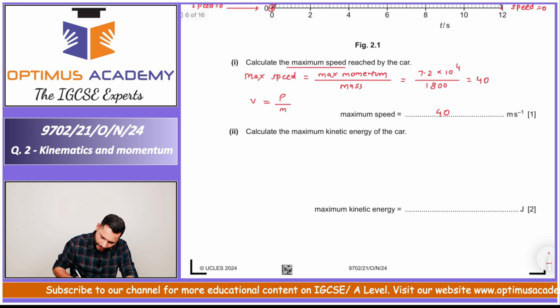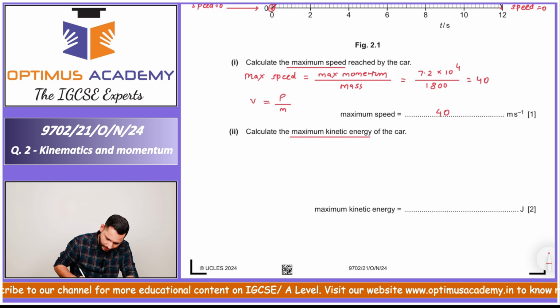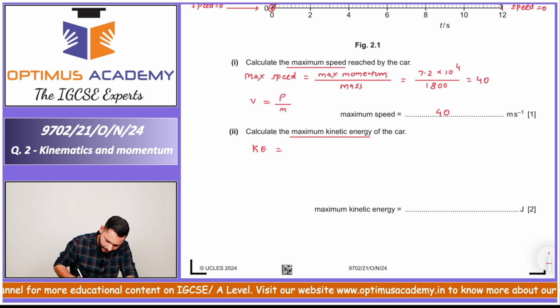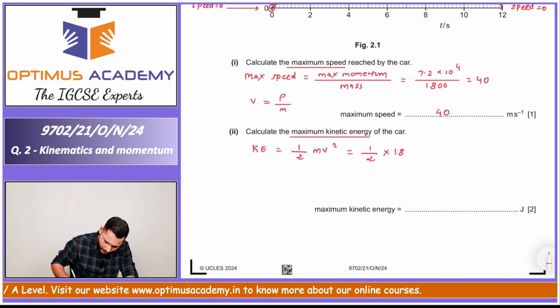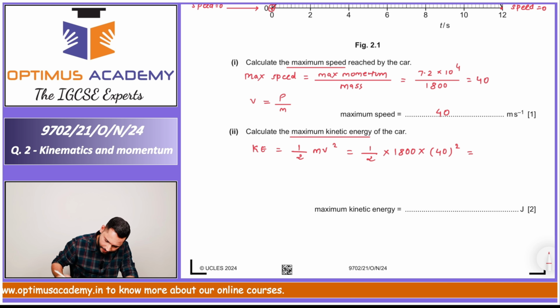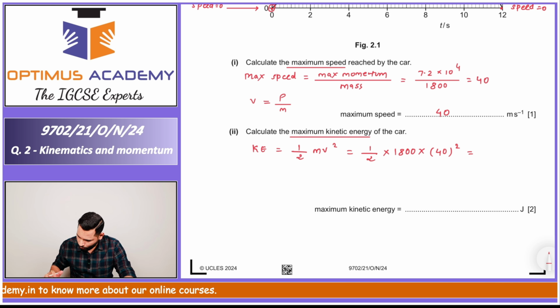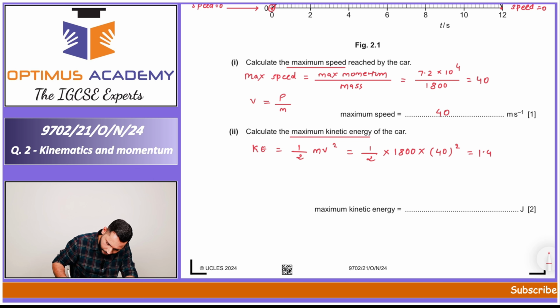Question 2, calculate maximum kinetic energy of the car. It's the simple formula for kinetic energy, half mv square. So that is half multiplied by mass of the object 1800 and square of maximum speed, that is square of 40. So it is 0.5 into 1800 into square of 40. The answer is 1.4 into 10 raised to 6 joules.